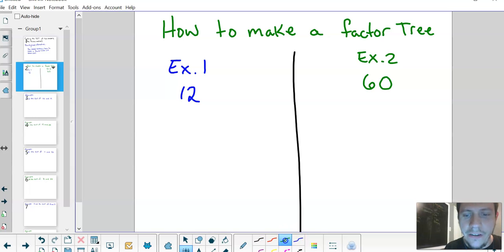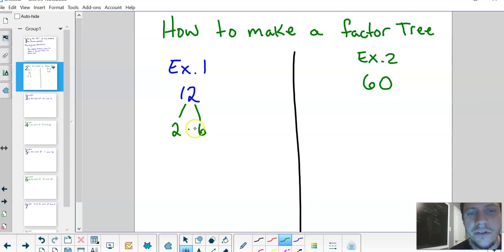If we want to build a factor tree, the reason it's called a factor tree is because you're going to start with the number and it's going to branch into different little branches. You're going to see that here. Maybe it looks more like a root system. I don't know. But you're going to start with the number 12, and I know that 12 is an even number, so I know that I can rewrite 12 as the product of 2 times 6.